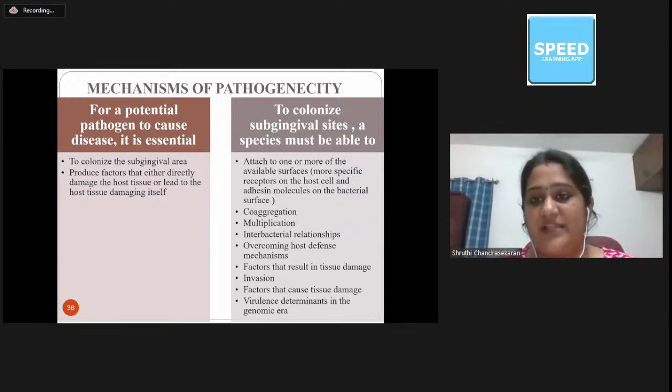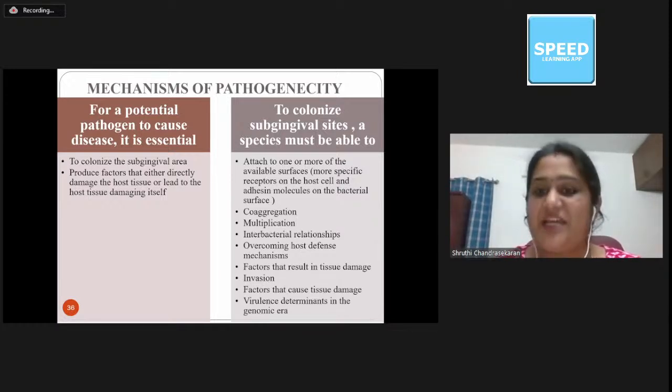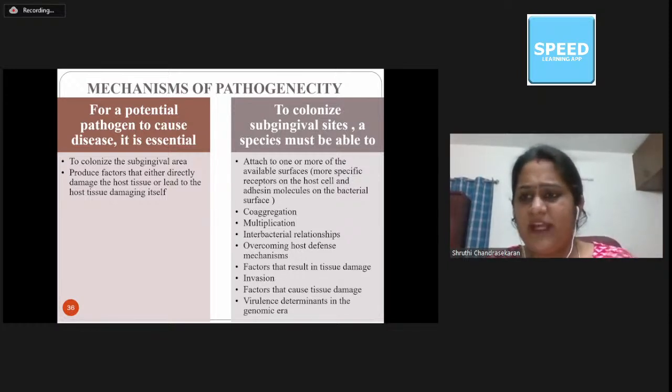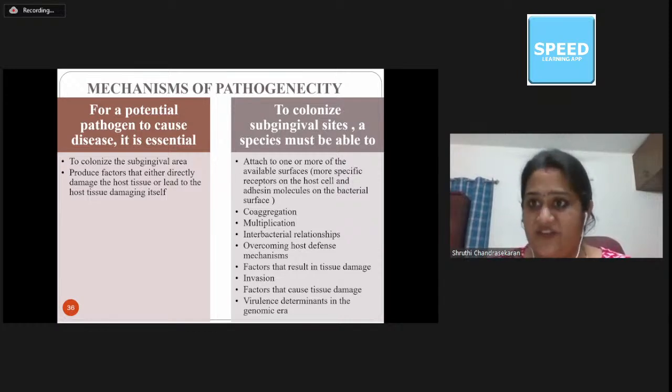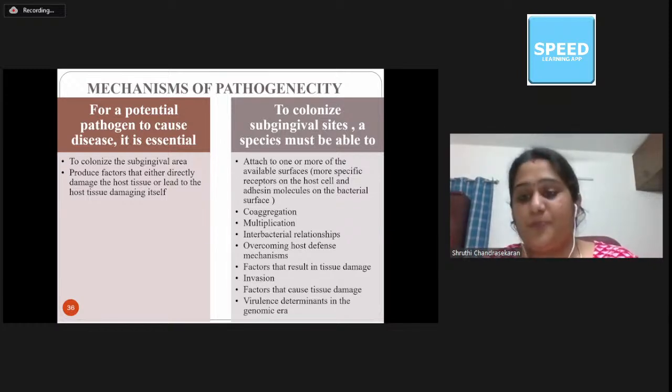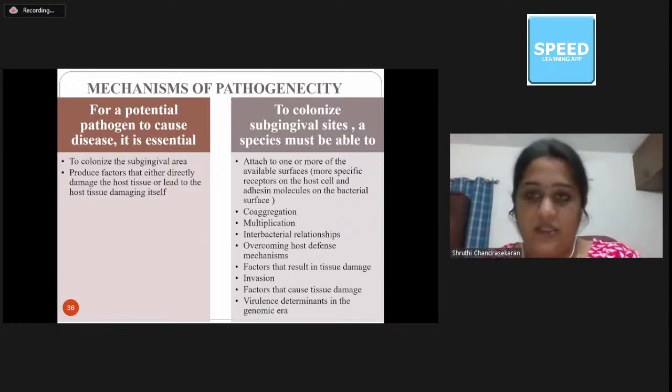So in order to colonize the subgingival sites, the species can do it in the following ways. Either it directly attaches to the tooth surface, or it co-aggregates with the already existing microorganisms. It multiplies very fast. It has a favorable interbacterial relationship. It should be able to overcome the host defense mechanisms. It should help in host tissue damage. It should invade into the host tissue, or it should produce factors that will destroy the host tissue, or it should have virulence factors that will predetermine the genomic era in the local site.